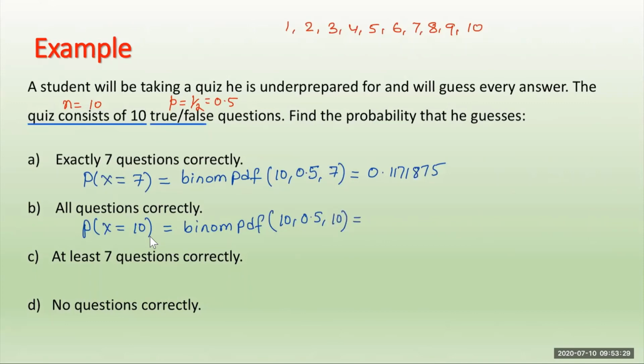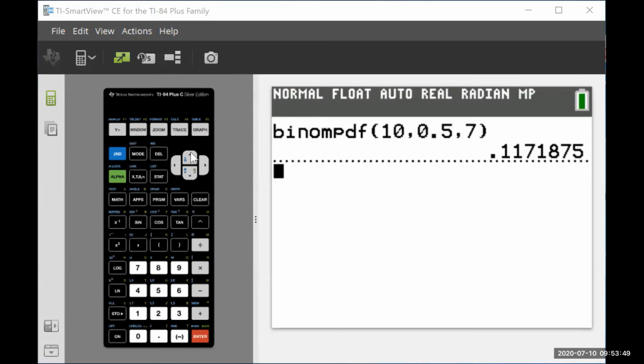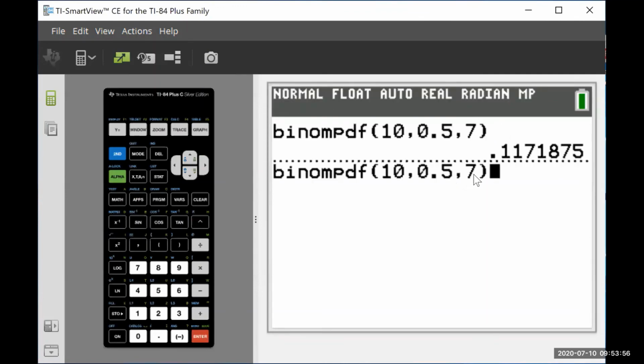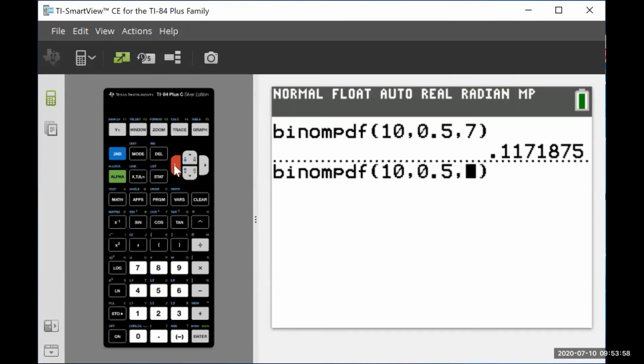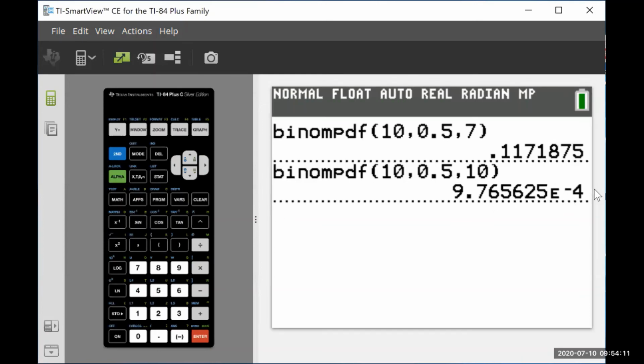Now we are going to type that in our calculator. So I'm going to share my calculator. Same as before, but here I need 10. So I'm going to copy that. I can copy like this. If I go back and select that, it is copied now. And when I enter, it will come down here. Now in place of 7, I need 10. I need 10, and then close the parenthesis and hit enter. See what I get? I get 9.765625 e to the negative 4.